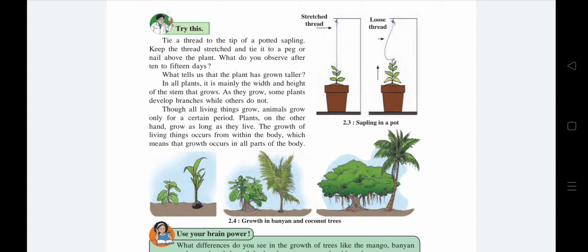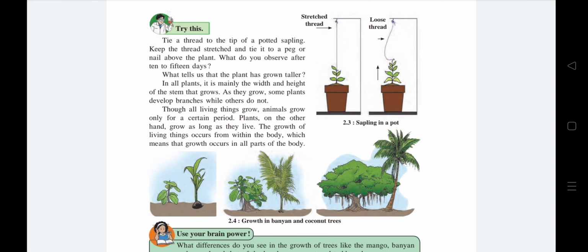Let us now discuss an example of two plants. There are two trees shown. One is a banyan tree and another one is a coconut tree. In both of these trees, we can see the difference. One of the trees is growing tall while another tree is growing broad. So all the trees don't have the same characteristics.